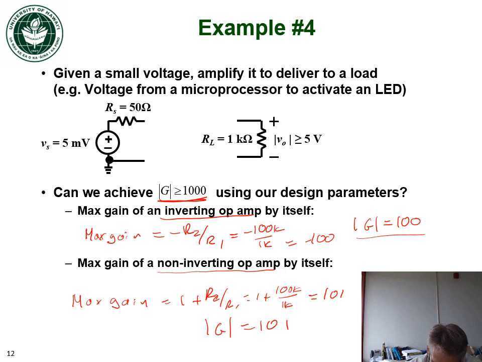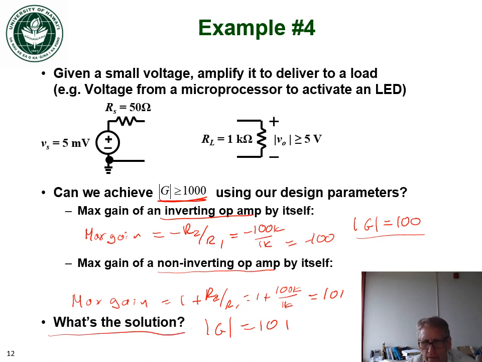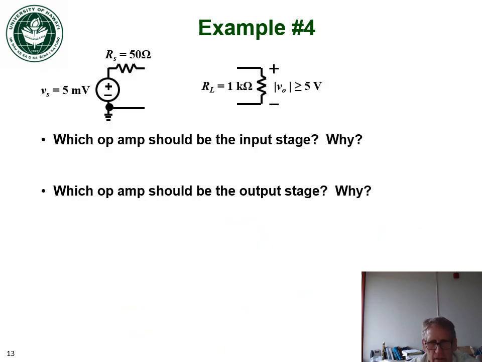And so the question then becomes, what is the solution? If we can't solve this with either op amp, what are we going to do instead? And the answer would be that we can cascade amplifiers, right? So we're going to do some cascaded amplifiers.